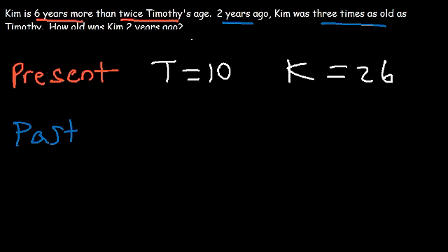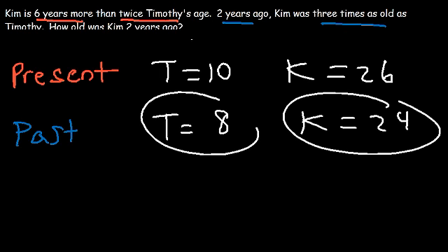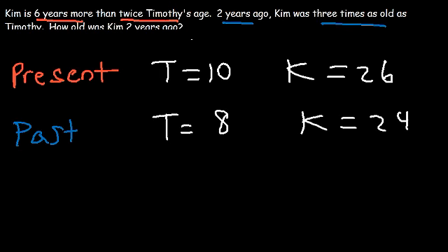2 years ago, Tim was 8 years old, and Kim was 24. So as you can see, 2 years ago, Kim was indeed 3 times Timothy's age. 8 times 3 is 24. So we know these answers are correct.